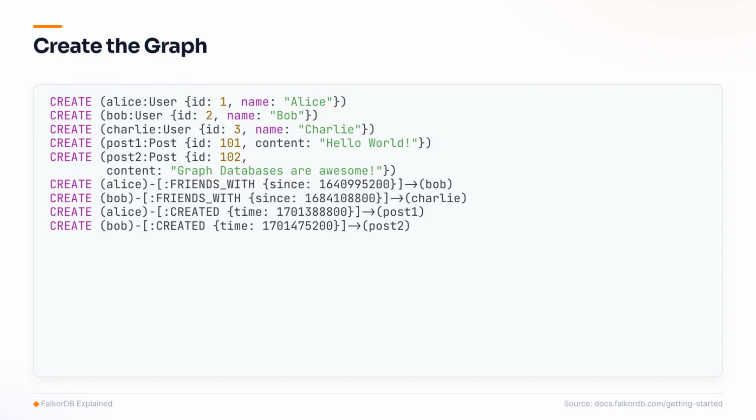Here's the whole network in one Cypher query. Each create line with parentheses makes a node, a label after the colon, properties inside the curly braces. So Alice is a user with an ID and a name. The last 4 lines create the relationships. Read them like ASCII art. Alice, arrow, friends, arrow, Bob. The square brackets hold the relationship type and its properties, like since. Run this once through graph.query, and your social network exists.